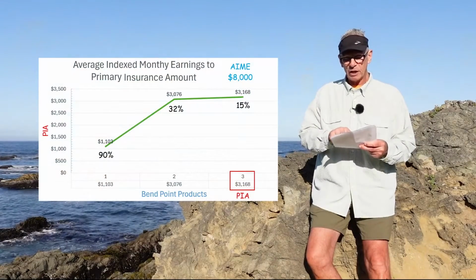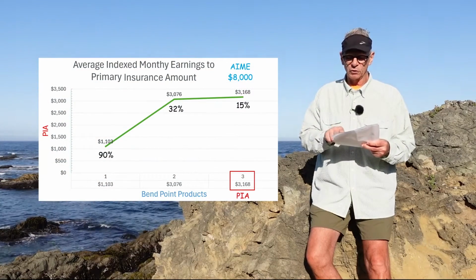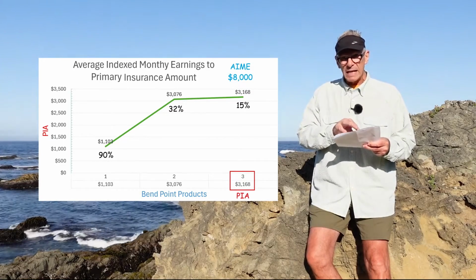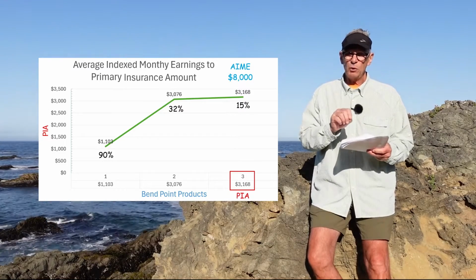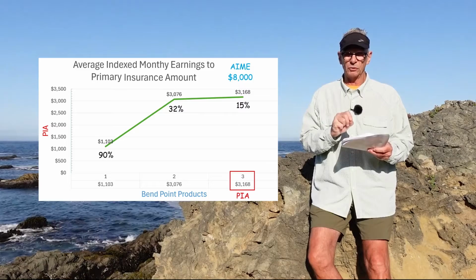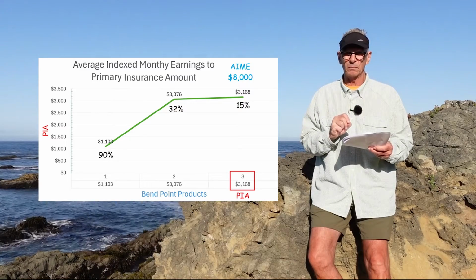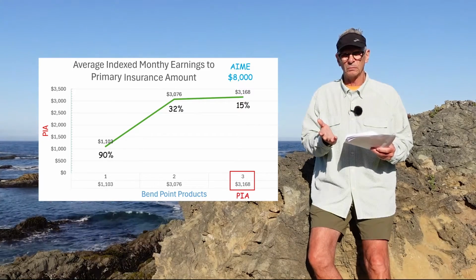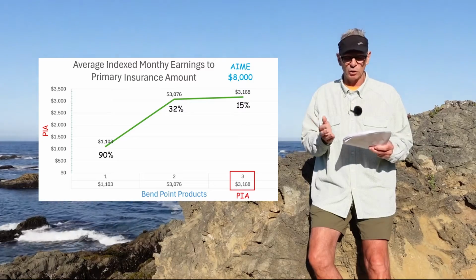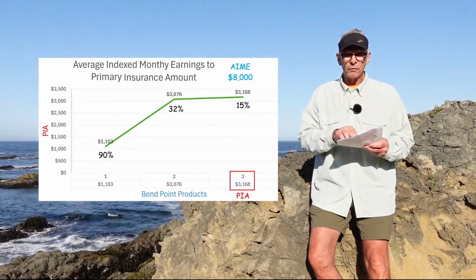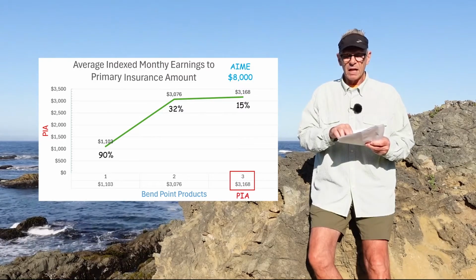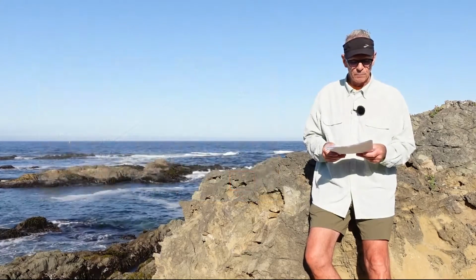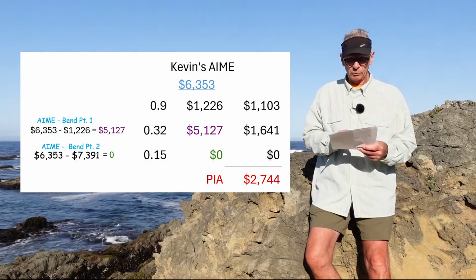Okay. Well, this is how it looks graphically for a person that has an $8,000 AIME. You can see how it starts off at 90%. Now again, if the individual's AIME is $1,000, less than the first bend point, it's going to be 90% of $1,000 or $900. And that's all they're going to get. That's going to be their primary insurance amount. But in this case, we had the first step at 90%, then another step at 32%, and then a 15% step.